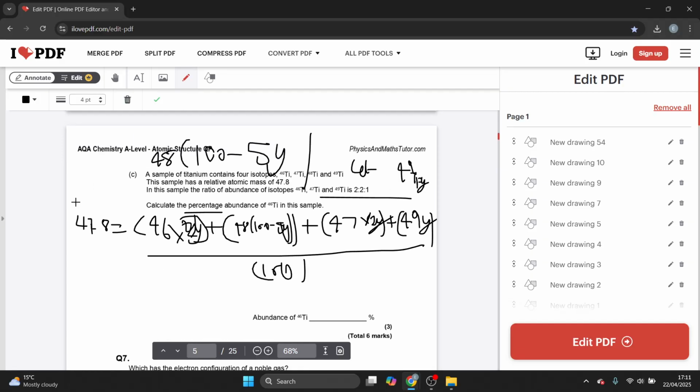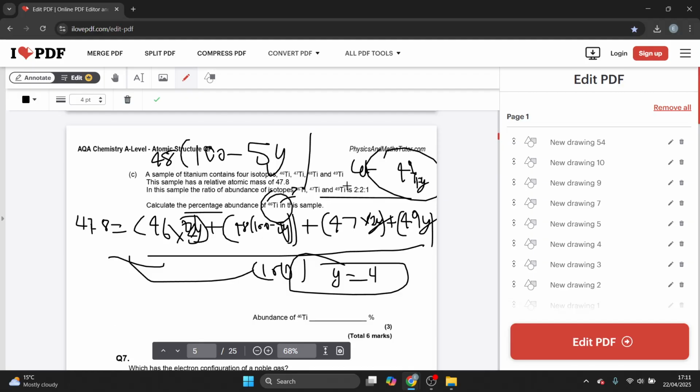And then you rearrange it. So you move that to the right side, collect your like terms, collect the y's, and you should get y equals 4, but that's not the answer. I let 49Ti equal y, but I want the percentage of 46Ti, well, that's a 2. So it's 4 times by 2, which is 8%.